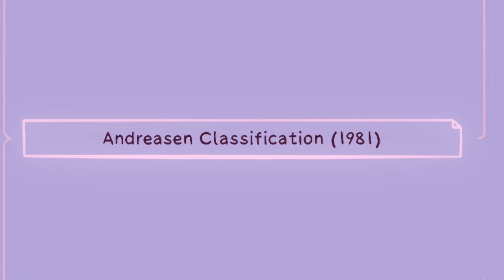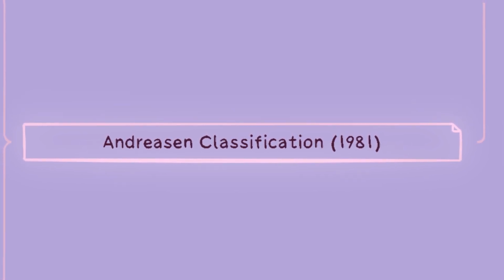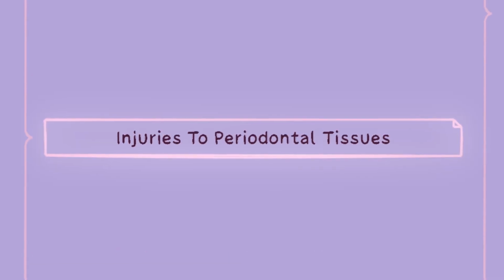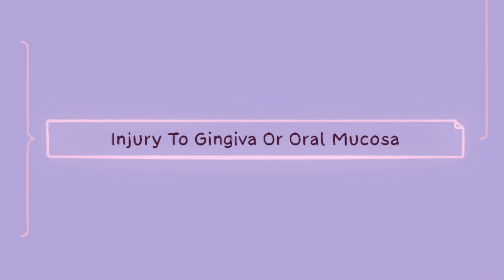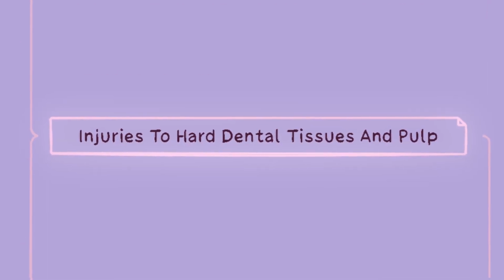Moving on to another very important classification of trauma, which is the Andreasen's classification. This classification is broadly divided into three categories: injuries to hard dental tissues and pulp, injuries to periodontal tissues, and injuries to the gingiva or the oral mucosa. Starting with injuries to the dental tissues and pulp.